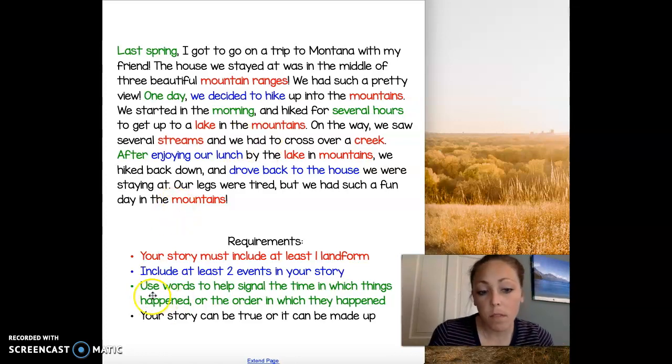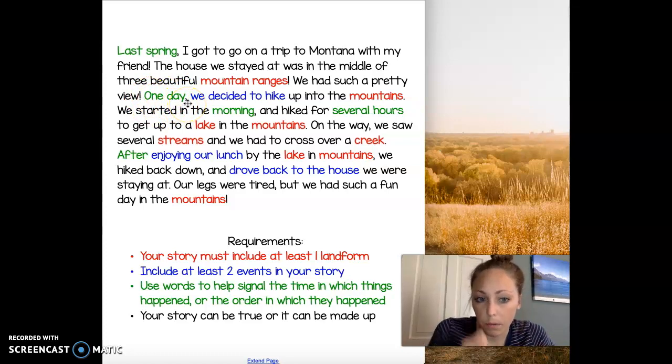Okay, the one in green says, use words to help signal the time in which things happened or the order in which they happened. So I want to show you some of those words so that it makes a little more sense to you. I started my story with last spring. Now you know when I went. It was actually a little over a year ago from now. Okay, so that's really important. If you're telling a true story, I want to know if it was a month ago or when you were 3 years old.